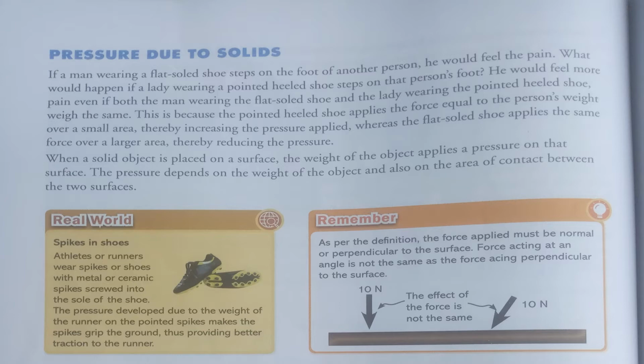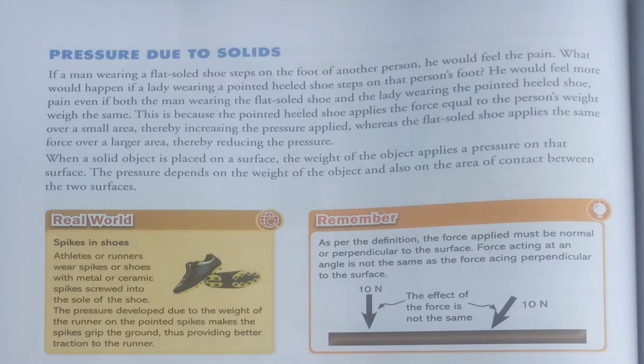Pressure is denoted by P, force is denoted by F, and area is denoted by A. So you can say P is equal to F by A. And pressure we always measure by the unit we call Pascal, or we can say Newton per meter square. 1 Pascal is equal to 1 Newton per meter square. Today we are going to learn about pressure due to solids.